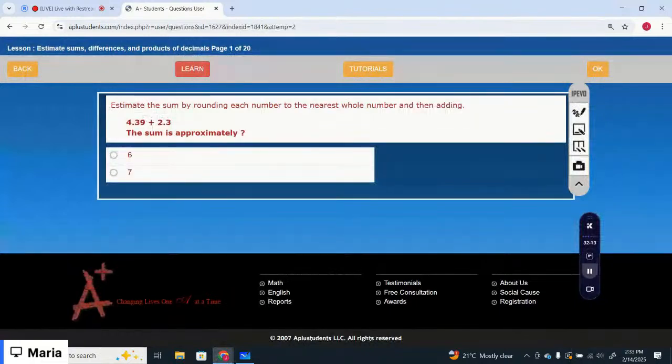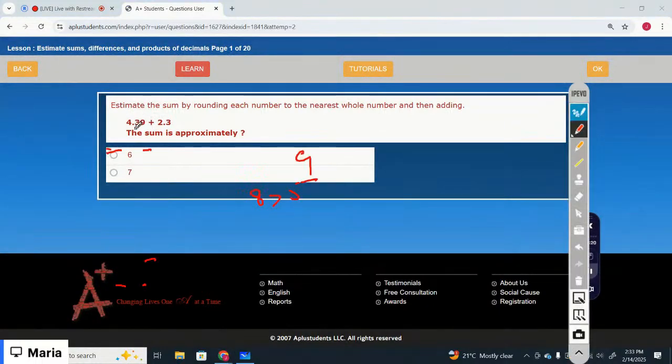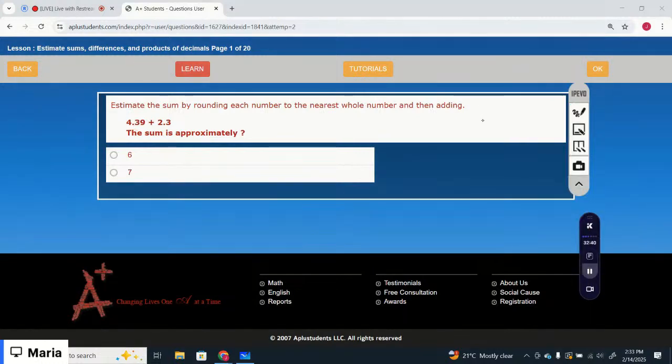4.39 plus 2.3. Estimate the sum by rounding each number to the nearest whole number and then add. Okay, so 4.39. The first number after the decimal is 3, that is less than 5. We need to round to the same whole number. And same way 2.3, the number after the decimal point is 3. So it would be rounded off to 2. So 4 plus 2 makes 6. Option number 1 is the correct option.